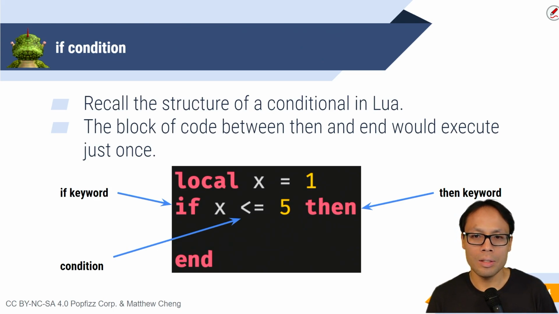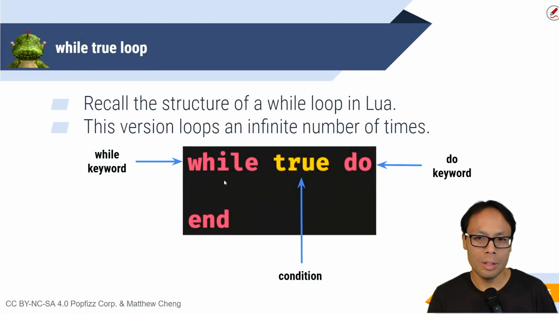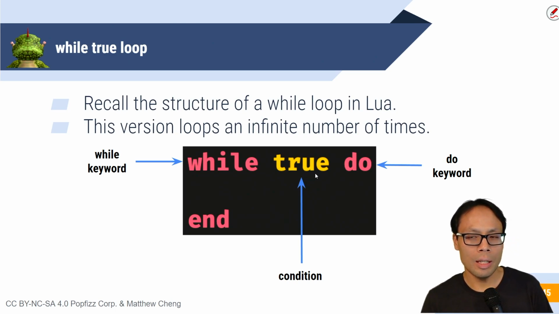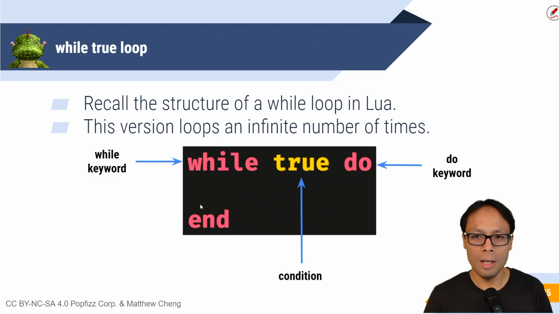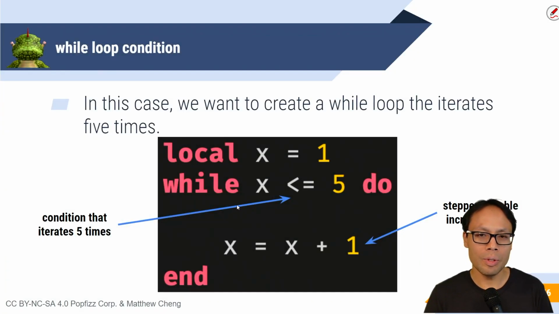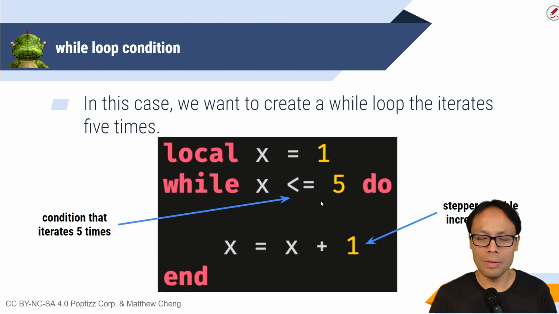We had, let's say, if x less than or equal to 5, then we did something inside of the then and the end over here. Now with the while loop, we looked at the while true, and while the condition was true, and we had our infinite loops in the last lesson, it would just execute the code between do and end. So now we're going to do something a little different. We're going to have our while x less than or equal to 5.